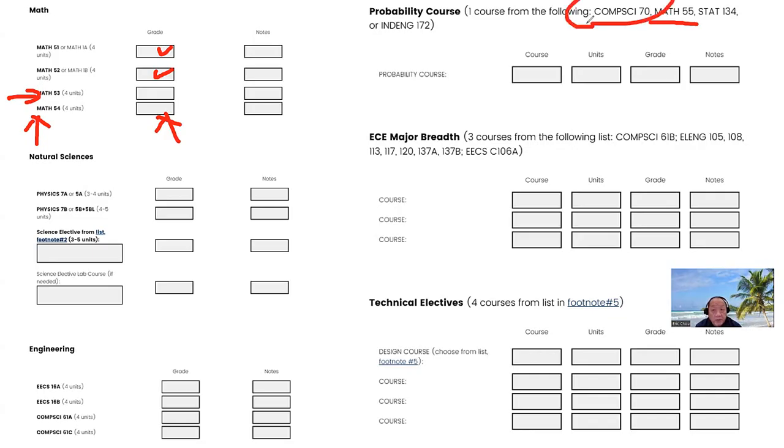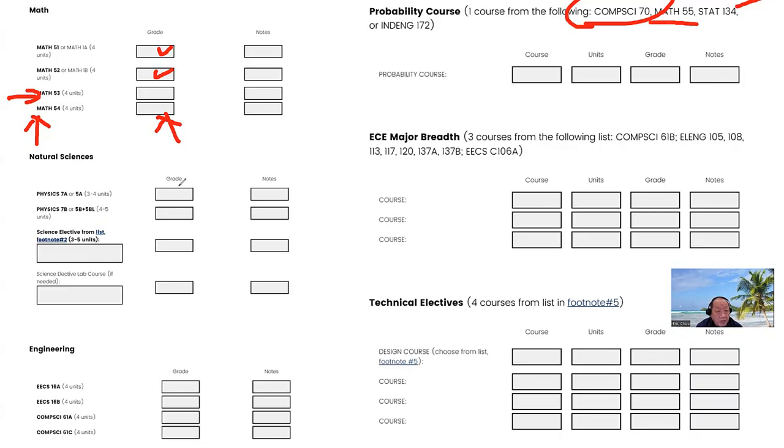We usually still recommend taking CS 70, because it includes discrete math and also probability. You can also take Statistics 134 to certify it, but that is not strongly recommended. Okay, this part is for the math courses. Natural sciences courses: you have physics and one elective course.